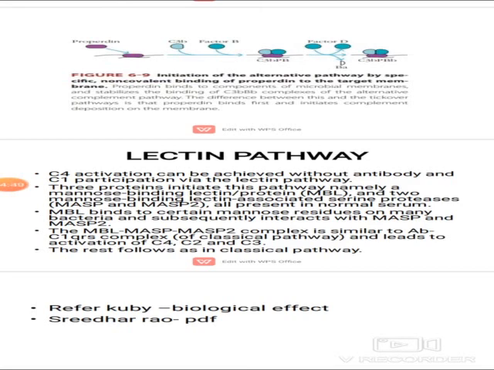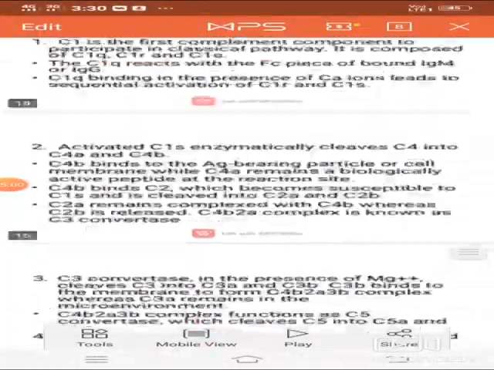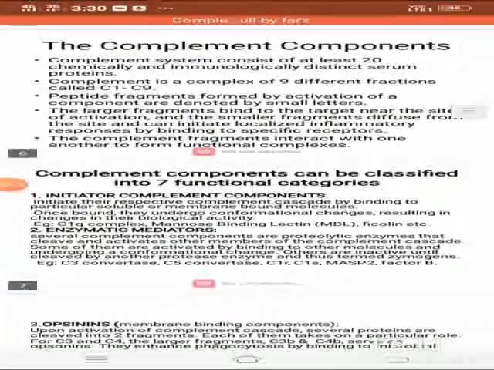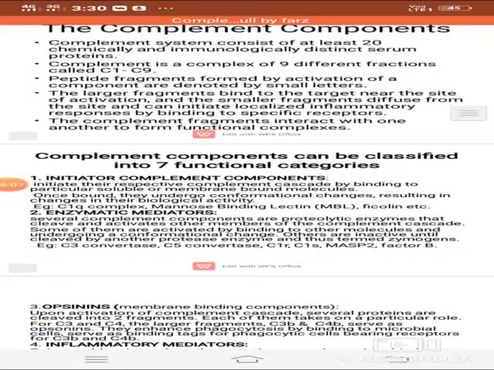The MBL, MASP, MASP2 complex is similar to the antibody C1qrs complex, which we have already described in the classical pathway, and leads to the activation of C4, C2, C3. The rest follows as in the classical pathway. So I have already said about this MBL, MASP, MASP2 when we talked about the complement components.